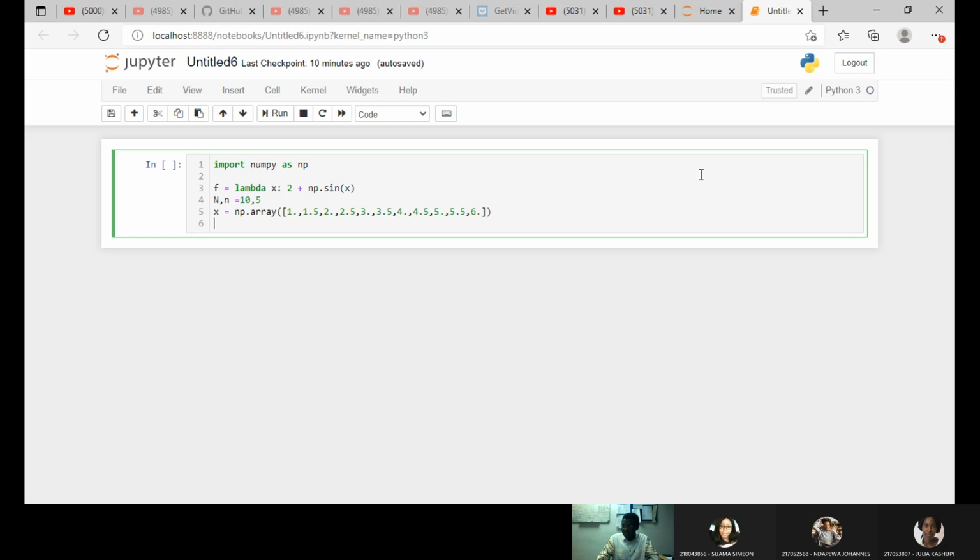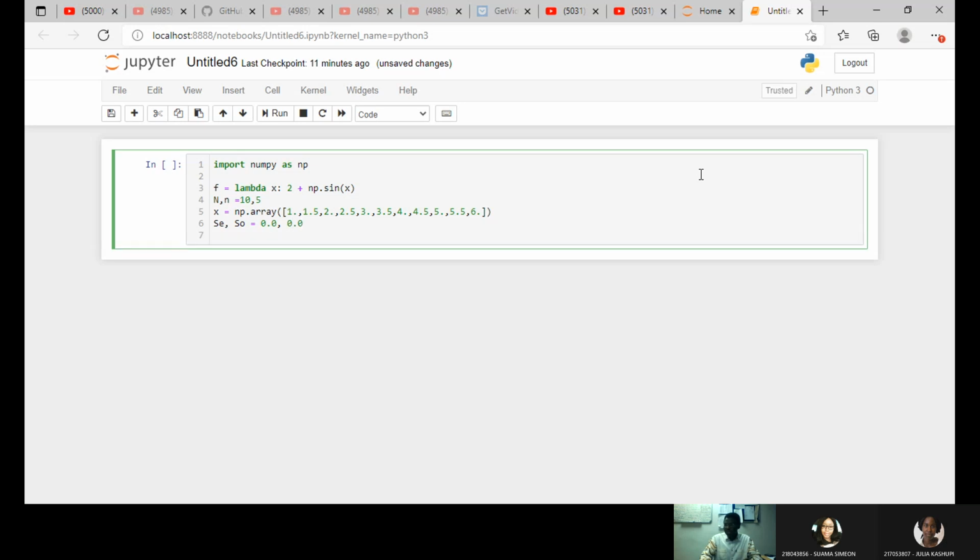The first one, I will call it S. So for the odd, I initialize that to 0. And the other one is the sum for the even. Okay, let's start with the even and then the odd. Anyway, that order does not matter. So I initialize each one to 0.0, comma 0.0.